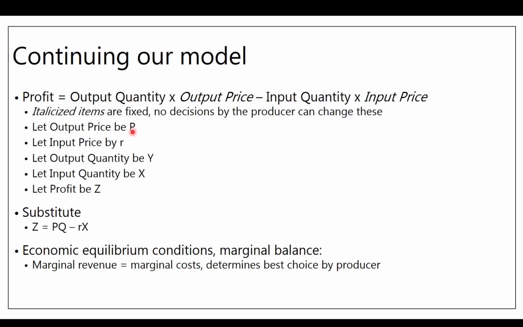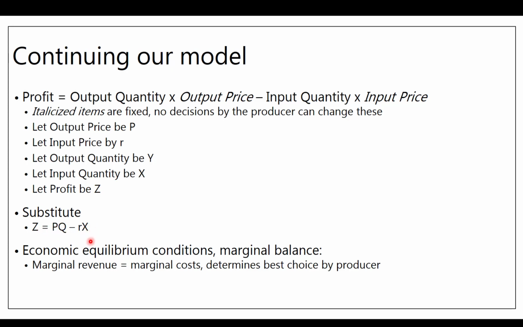Okay, so let's move on. Let's make new symbols now. I'm going to represent the output price by capital P, the input price by lowercase r, the output quantity by capital Y, and the input quantity by capital X. And then I'm going to replace profit with just the capital Z. If we substitute all of these, then you'll have an equation that says Z is equal to, it says Q, it should say Y. Z is equal to PY minus RX. Okay, so profit equals revenue minus cost.